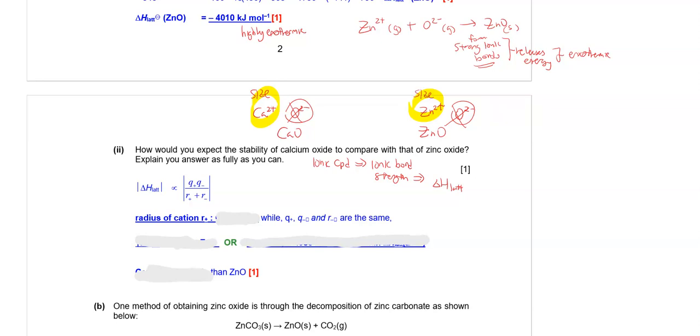So the question is, how do I know which size is bigger, whether it is calcium 2 plus or zinc 2 plus? This one you can refer to your data booklet. The values of your calcium 2 plus and zinc 2 plus are given to you. It turns out that calcium 2 plus is bigger than Zn2 plus. The lattice energy of calcium oxide will be, in terms of magnitude, and again, the modulus sign is important, the magnitude of calcium oxide will be smaller than that of zinc oxide.